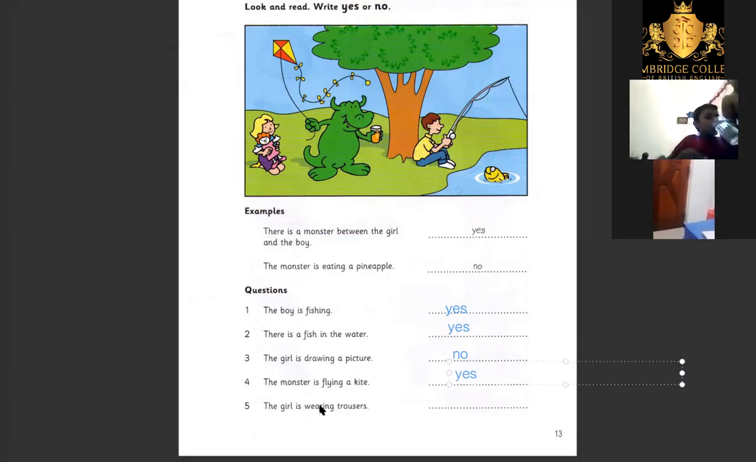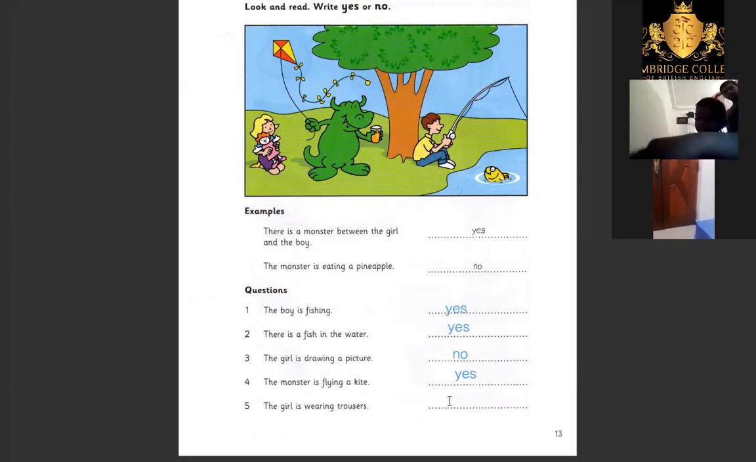Last one, the girl is wearing trousers. Now look at the picture and tell me, is the girl wearing trousers? No, it's a skirt. So you should write the word no. So I hope you all have written the answers. Have you finished? If you have finished, you can say yes or no.